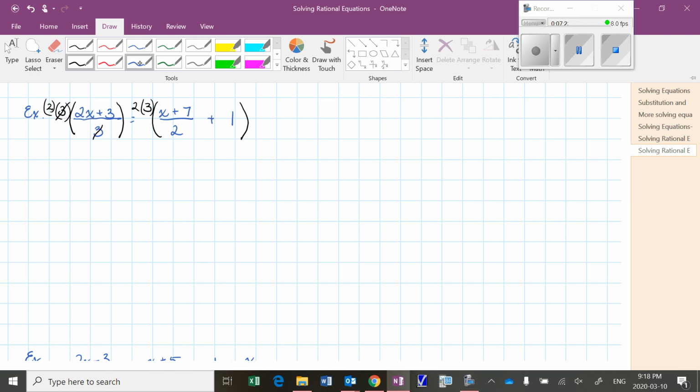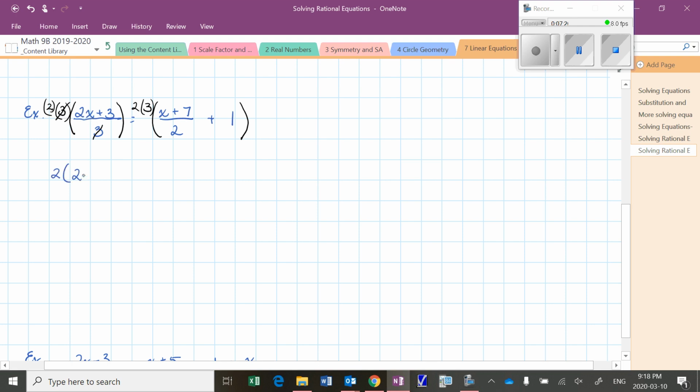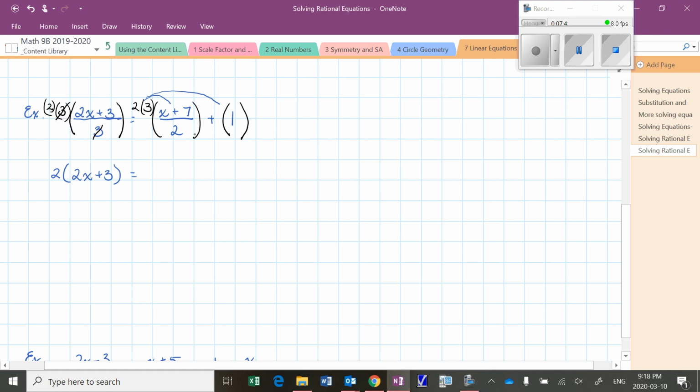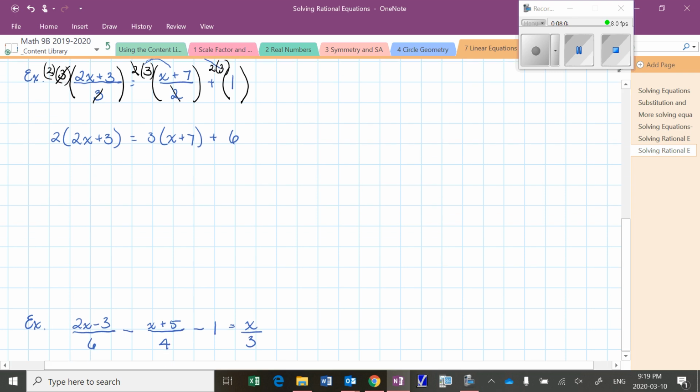So on the left side, the 3 over the 3 is simply 1. So if I was to clean that up, I would be writing 2 times 2x plus 3. And that is equal to, and on the right side, the 3 and the 2 have to distribute into both terms. So once again, I'm just going to rewrite that, add some brackets in and show that I'm multiplying both terms by the 2 and the 3. And in this case, the 2 over the 2 is just 1, in which case we have 3 times x plus 7 plus 2 times 3 times 1, which is obviously just 6. And now this looks a lot more familiar, and we can go ahead and complete that.